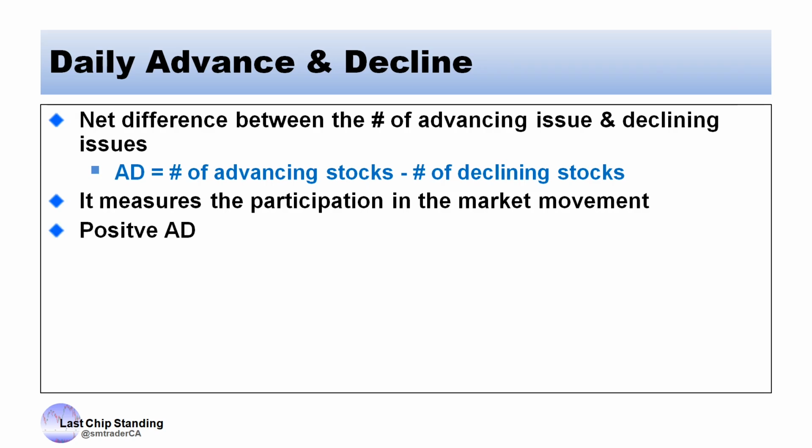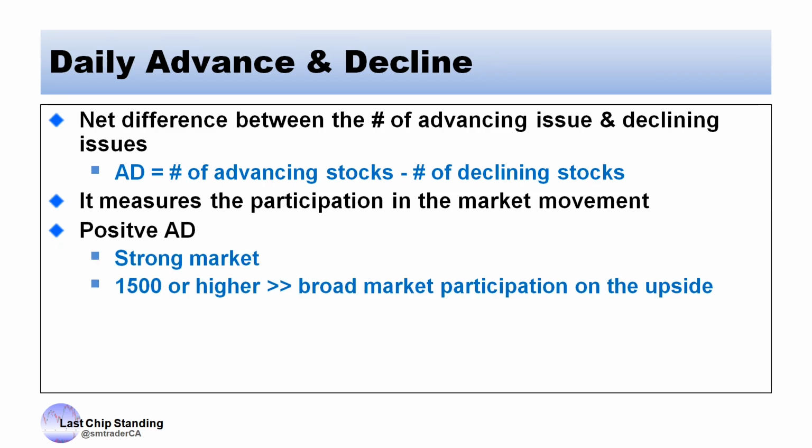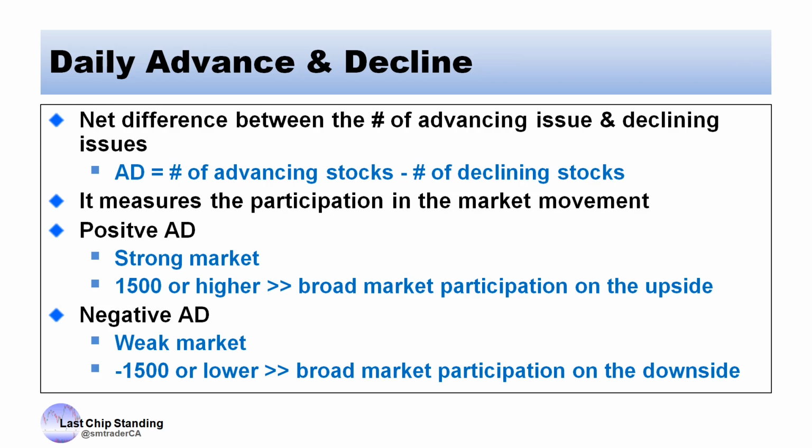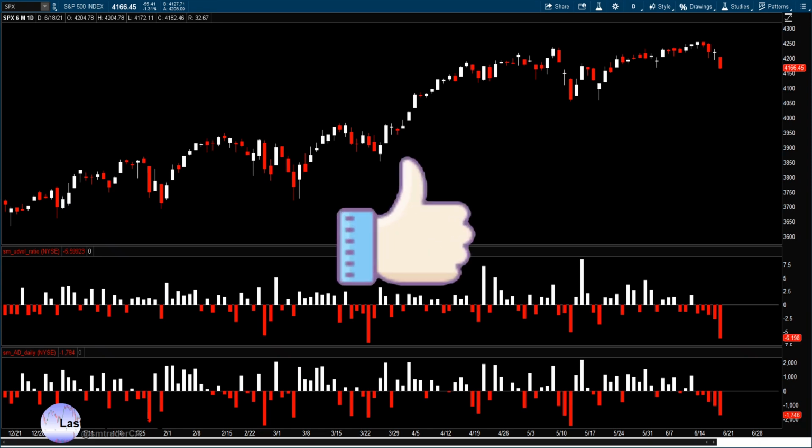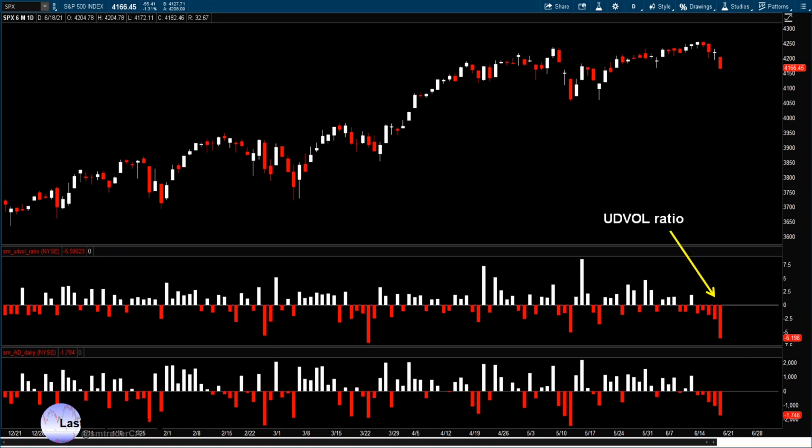If the AD, or the advance decline, is positive, it is a strong market, and if the value is 1500 or higher, then it is a broad market participation on the upside, meaning more stocks are pushing the market up. If the AD is negative, it is a weak market, and if the value is minus 1500 or lower, then there is broad market participation on the downside, meaning more stocks are pulling the market down. And here's the up-down volume ratio chart, and here's the daily advance decline.